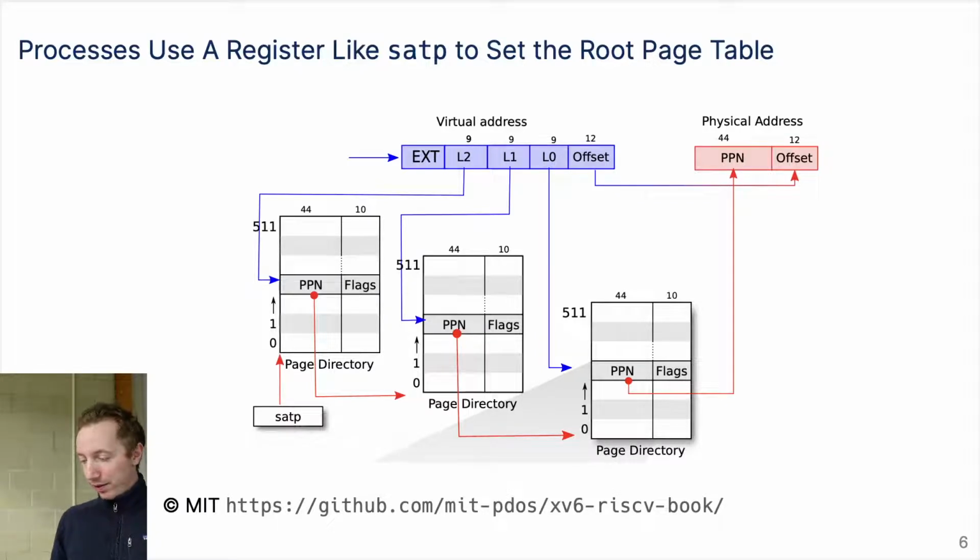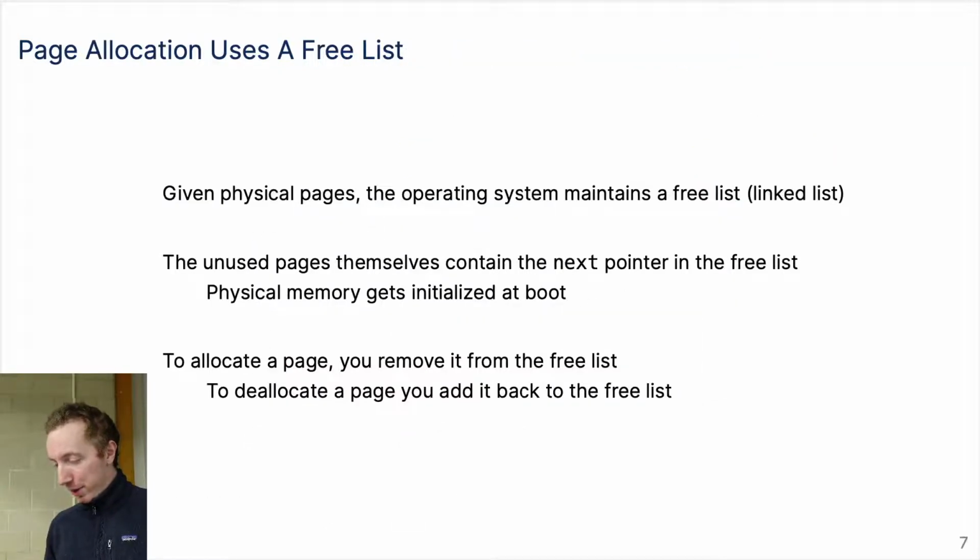Yeah, so processes use a register like SATP, which was that stupid acronym, to set the root page table for your process. And then after that, the MMU is going to use that page table to do the virtual address to physical address translation. And there's a good comment of, isn't this slow? Where I have to access memory again, maybe access memory again, and then I get my physical memory where my information actually is. That's a good comment. It is slow. But first, let's talk about the page allocation.